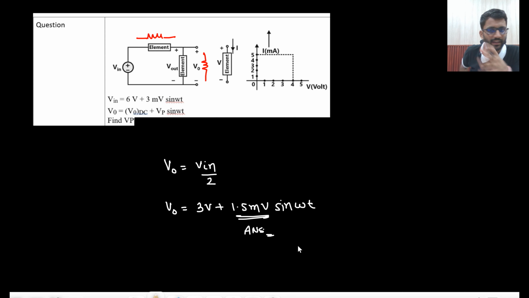Basically the DC part is there and the AC part is there, but both elements are same, so both will provide the same impedance. If both are providing the same impedance, then simply V naught will be equal to V in by 2, no matter whether it is AC or DC. So 3 volt plus 1.5 millivolt sin omega t. So the answer is, Vp value is 1.5 millivolt.